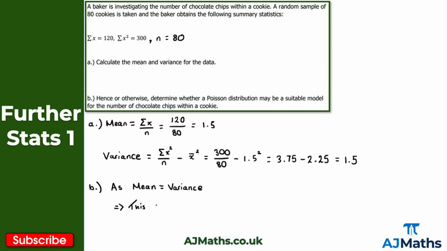This suggests that a Poisson distribution, let's just write this down again in full here. This suggests a Poisson distribution is a suitable model. Okay. And there we have it. So that's the solution to A, that's the solution to B, and that gives the solution there to question 2.